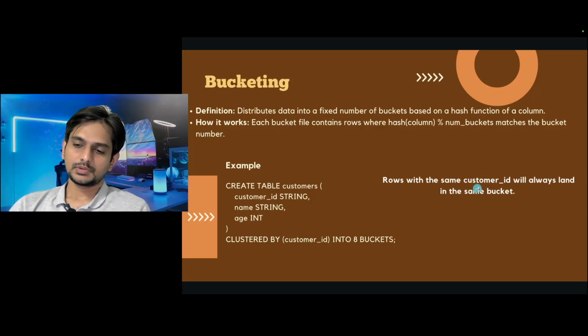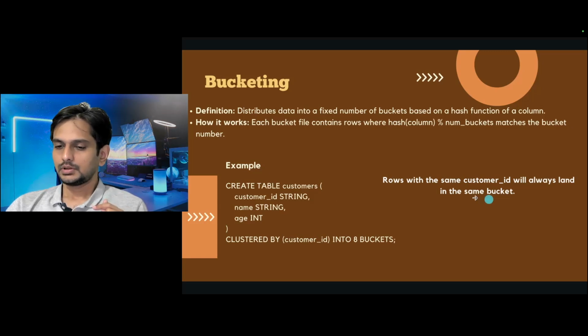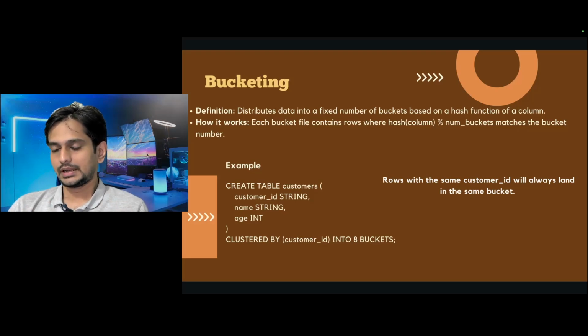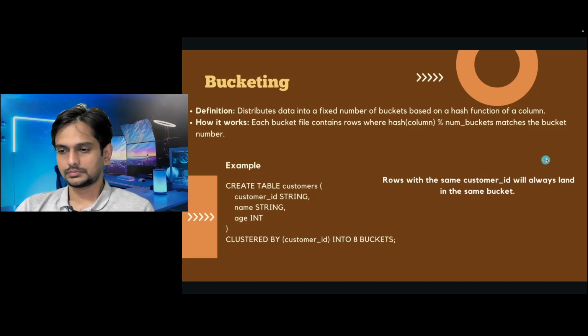So rows with the same customer ID will always land in the same bucket. That's the key important thing here, right? Because if a customer is performing transactions, and every transaction has a customer ID, say customer ID 100 is doing 10 transactions per day, all these 10 transactions of that particular day will land in the same bucket, because any analysis or join operation performed based on this ID will have fewer shuffles.